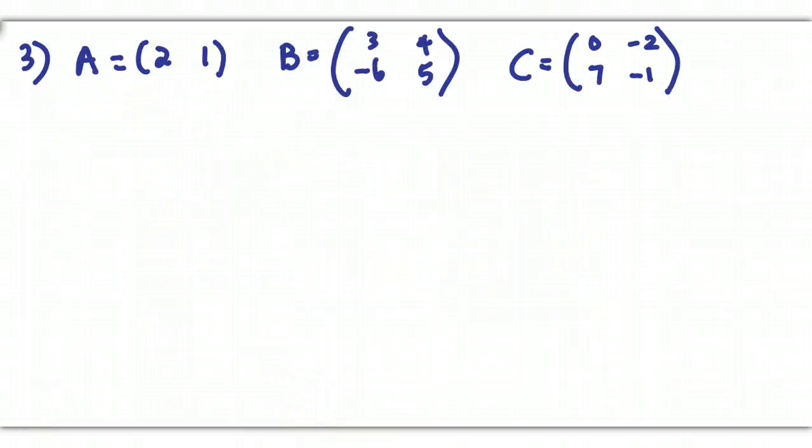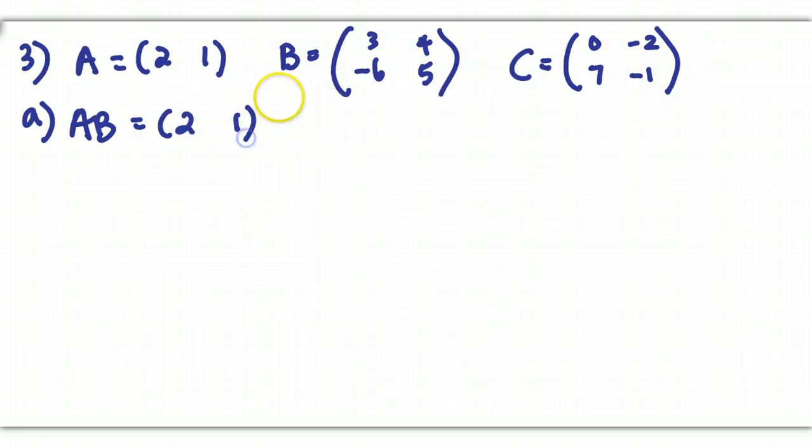Right, the next question is question number 3. We are given 3 matrices A, B, and C. For part A, we are asked to find AB and AC. Okay, so let's do a quick exercise finding AB. So I'll take A times B.